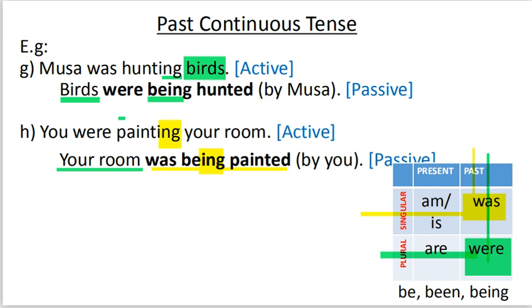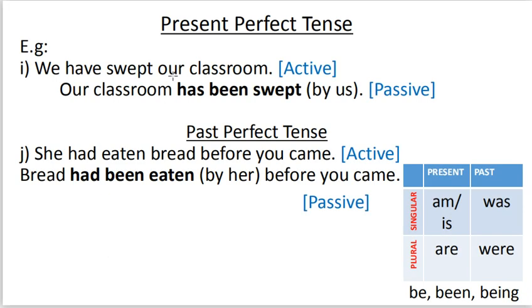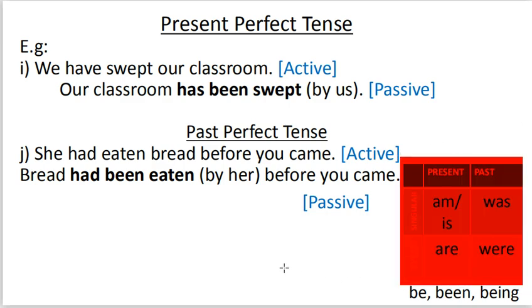Let's go to example I. Example I is in the present perfect tense. In this case, we do not need the information on the table because we are using the verb have or has. We have swept our classroom. The passive sentence becomes our classroom has been swept.